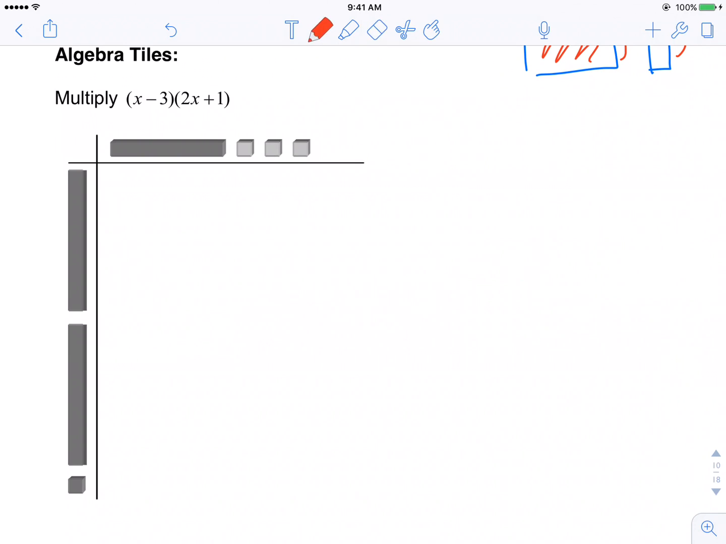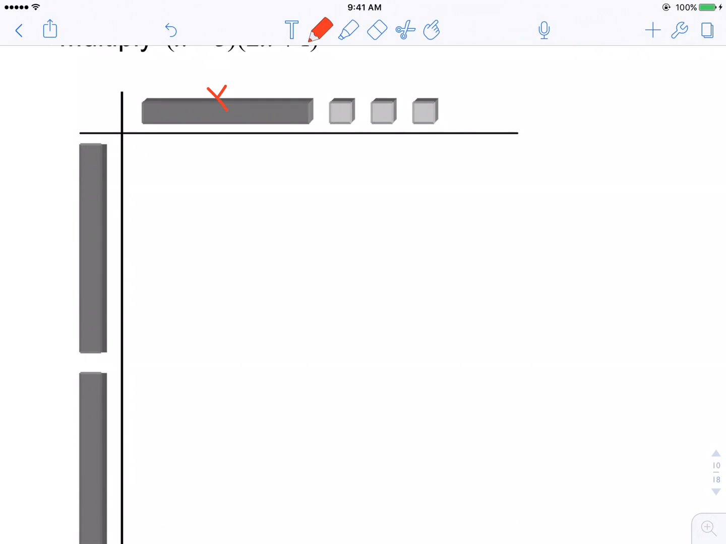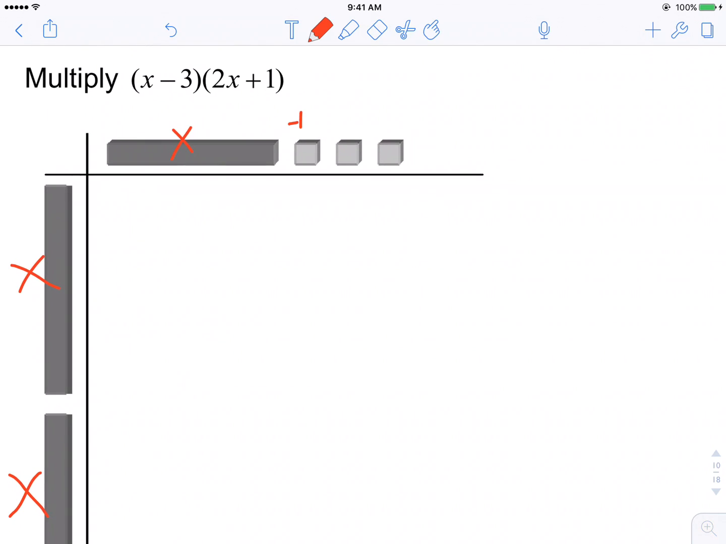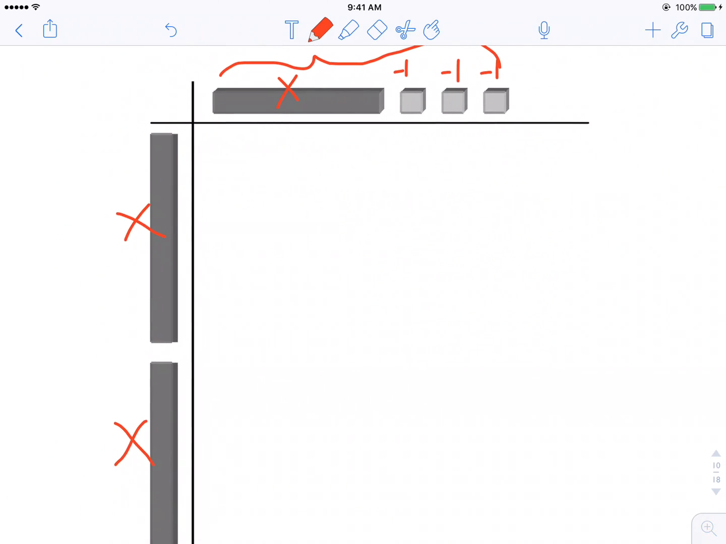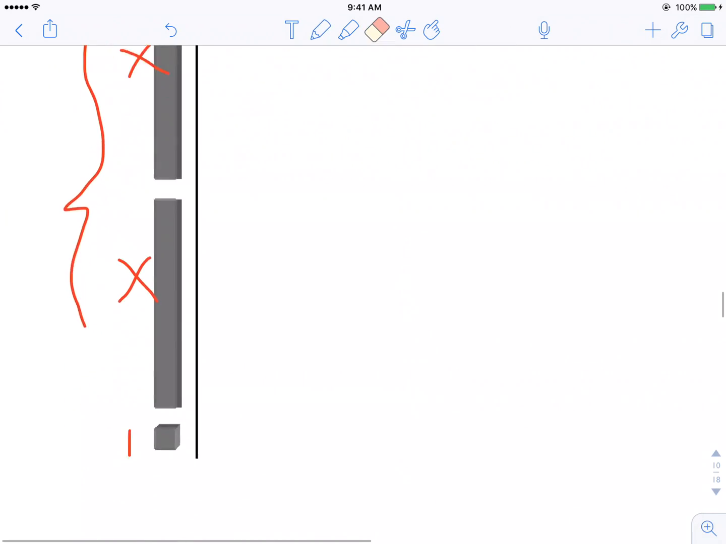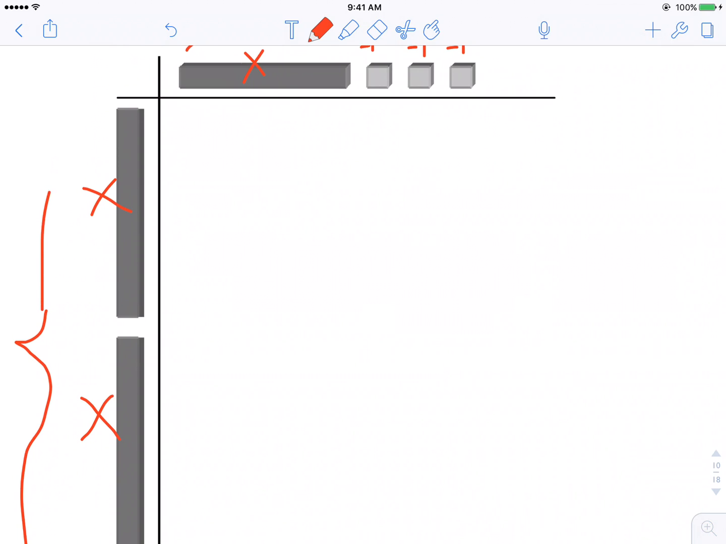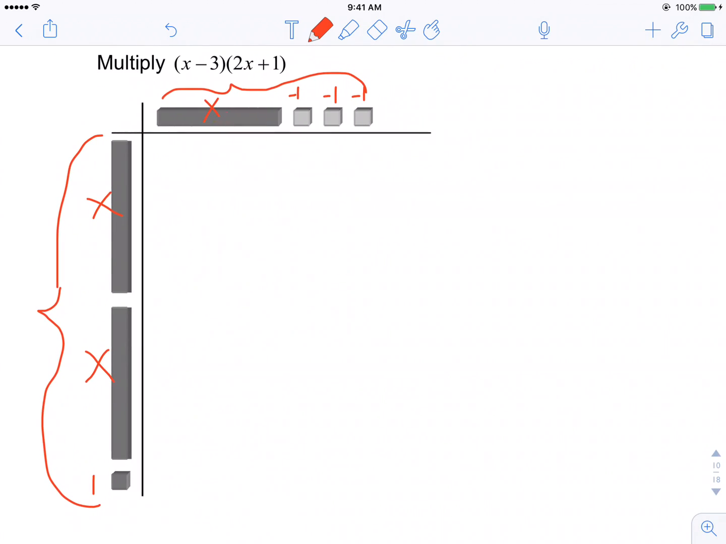So here we have x, this x rectangle, here let me label this x rectangle, and this is an x rectangle, and this is an x rectangle. This is a positive 1, this is a minus 1, and a minus 1, and a minus 1. So that's where we get our x minus 3 times our 2x plus 1. So that's where that comes from.